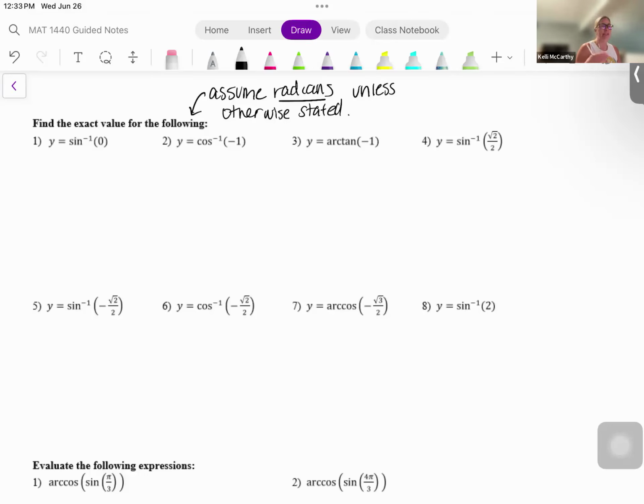What we want to think about is sine of what angle has an output of 0. So again, our inverse trig functions help us figure out an unknown angle. So we're trying to figure out the angle y such that sine of y is equal to 0. But we also know that our inverse sine function only gives an output between negative pi over 2 and pi over 2. So we're trying to figure out where sine of y equals 0 in the interval from negative pi over 2 to pi over 2.